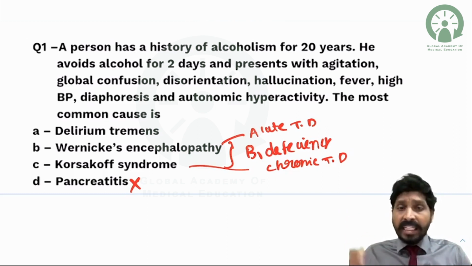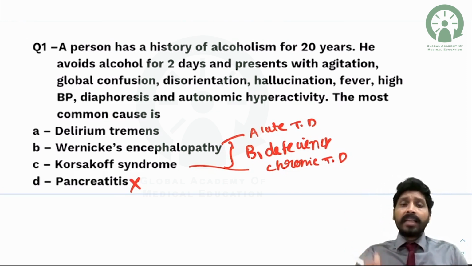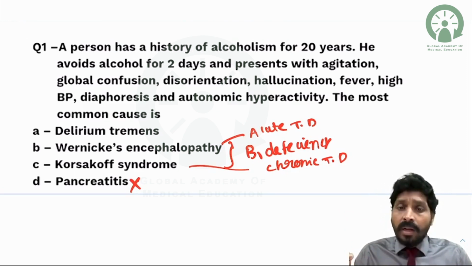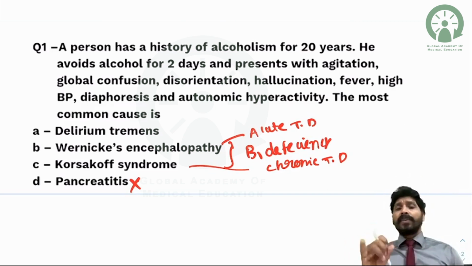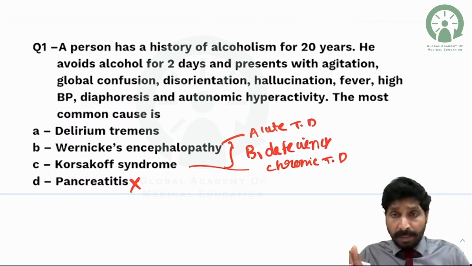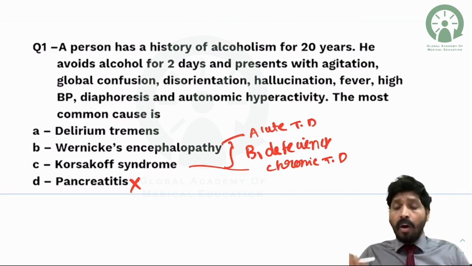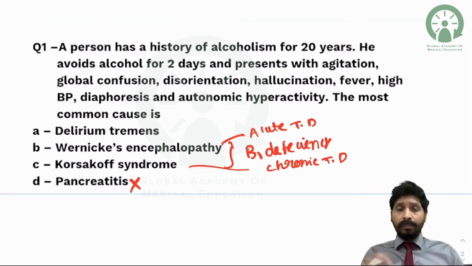But in the case of Wernicke encephalopathy, the diet itself is lacking thiamine. Whatever diet they're consuming is itself deficient in thiamine. So that is the reason Wernicke encephalopathy is acute, whereas Korsakoff syndrome is chronic. Though there is thiamine in the diet, the alcohol is interfering with the absorption of thiamine.